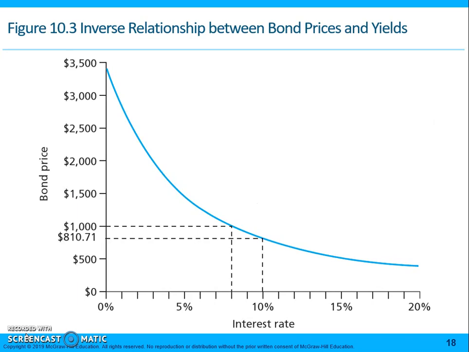So figure 10.3 shows a $1,000 bond. It's an 8% coupon 30-year bond. So we start out at 8% at par. So at the 8% bond, interest rate goes to 10%. The value of that bond is going to drop to $810.71. So the opposite would happen if interest rates were 10% and we had held this 8% 30-year bond and rates fell to 8%, the value would increase to par.